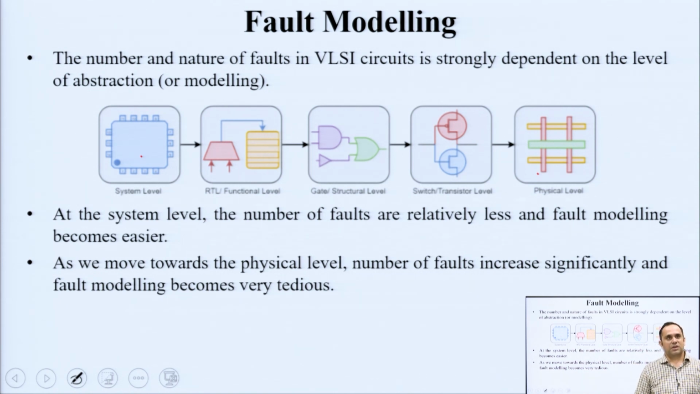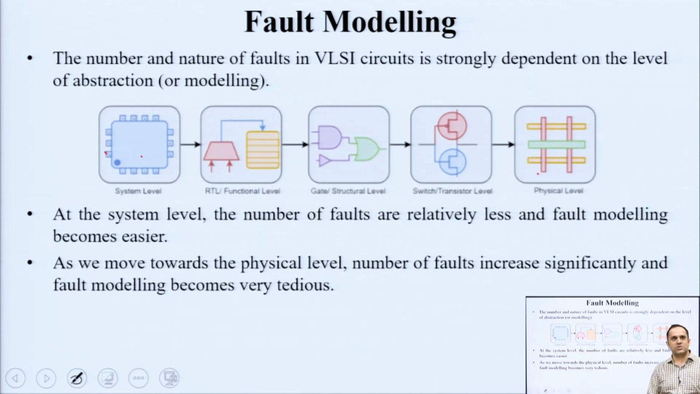At the system level, the number of faults is relatively small and fault modeling is very easy, but the overall result of fault modeling may not be reliable. As we move towards the physical level, the number of faults increases significantly, fault modeling becomes very difficult, but the results are more accurate. So, in terms of detailing, you have very little detail here, a lot of detail here. You have very few faults here, you have a lot of faults here. Fault modeling is relatively easy here and it is quite difficult here.